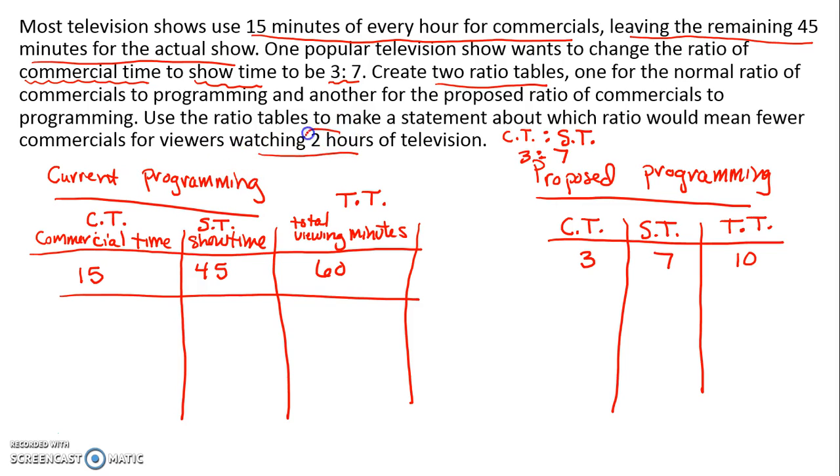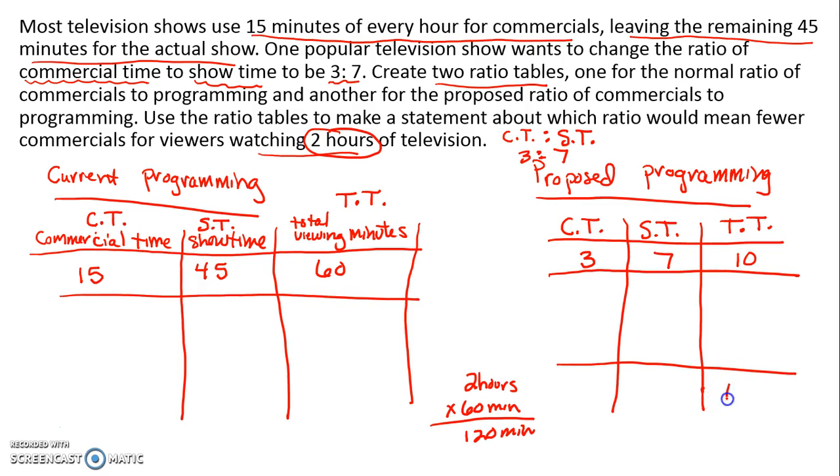And we have to get up to 2 hours of television under our total time. So 2 hours times 60 minutes would be 120 minutes. So eventually, and I don't know at this moment because I'm still trying to plan out in my mind how I'm going to go about this problem, but eventually in either table, both tables, we have to come up to 120 minutes of programming. So here, I know eventually I have to get up to 120 minutes of programming.